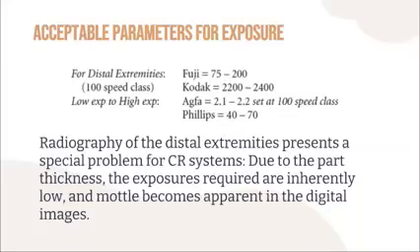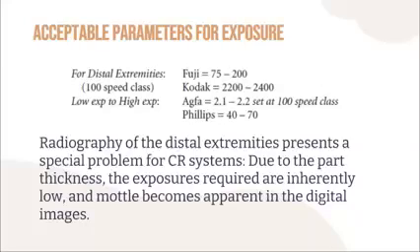Radiography of the distal extremities presents a special problem for CR systems. Due to the part thickness, the exposures required are inherently low and mottle becomes apparent in the digital images. So what are we going to do? In order to provide sufficient signal to the receptor plate, higher kVps than traditionally used for distal extremities are recommended. Also, the acceptable range for the exposure indicators must be adjusted upward, and the common approach is to base these upon operation at the 100 speed class.